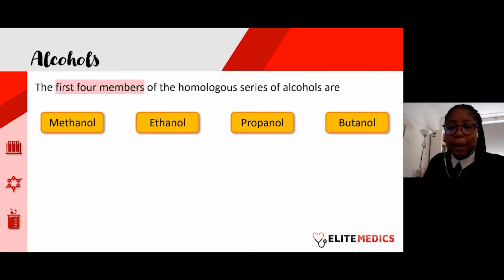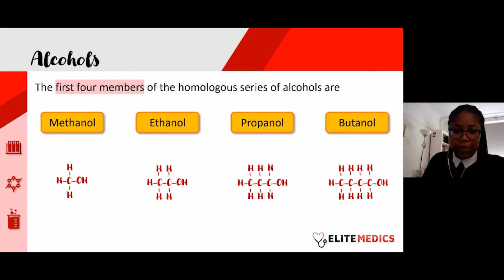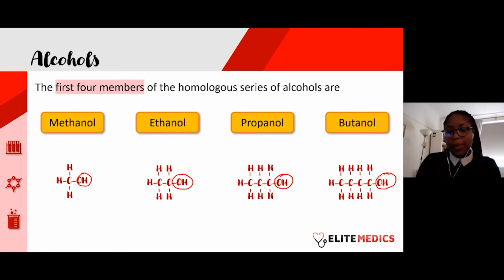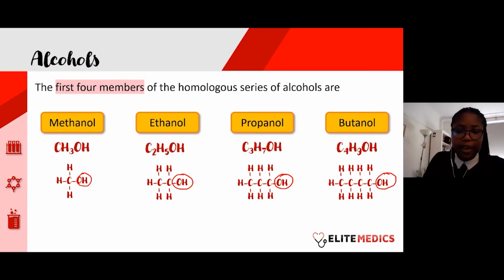So the first four members of the alcohol homologous series are methanol, ethanol, propanol, and butanol. And they have these structures. So for methanol, here you can see it contains that OH functional group, which tells you that it's an alcohol. Similarly, ethanol, our next compound in the alcohol homologous series, you also have that OH functional group. Propanol is the next compound, and here you can see the functional group again, and butanol, the next compound, again, the functional group. So all of the alcohols have this OH functional group, and that's the reason why they all have similar chemical properties. You can see the formula for these compounds.